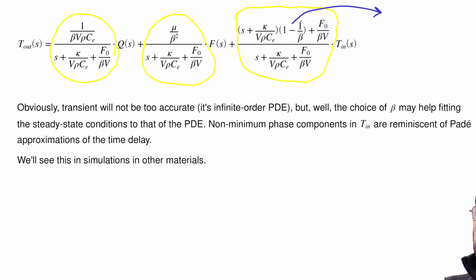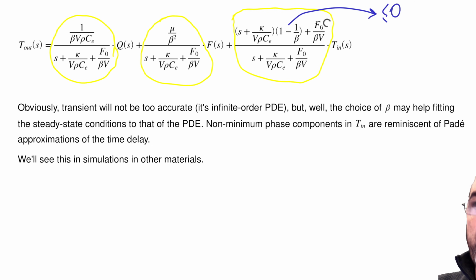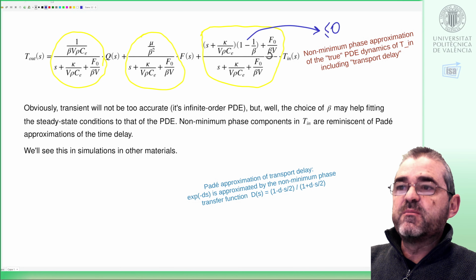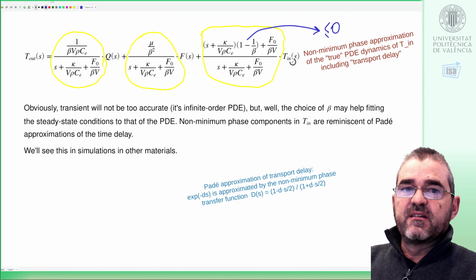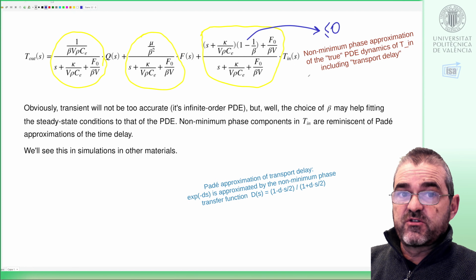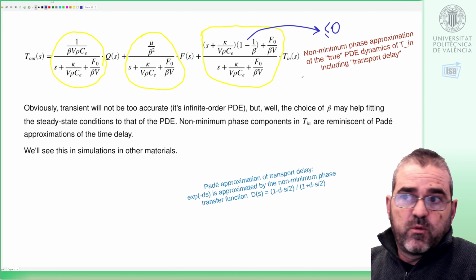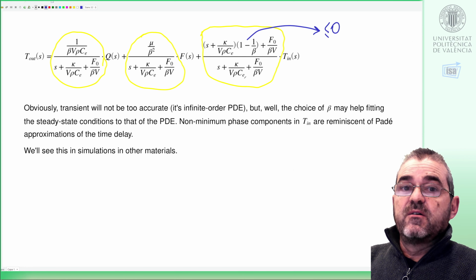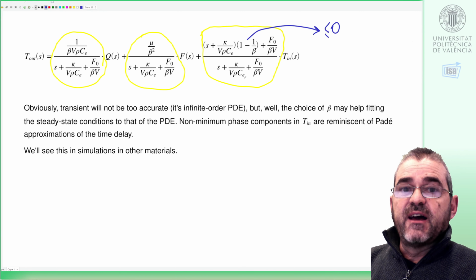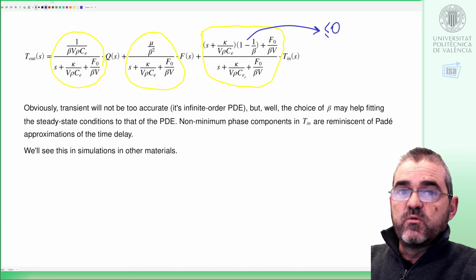Note here that as beta is less than or equal to 1, 1 over beta will be greater than or equal to 1, so this thing will be 0 or negative. So for beta different from 1, we will get a non-minimum phase expression of the model for the inlet temperature, which is reminiscent of the approximations of the transport delay, which is the true model. We'll see more on that in later videos in which we carry out numerical simulation of all this and compare it to the exact partial differential equation solutions. So with this, we end.